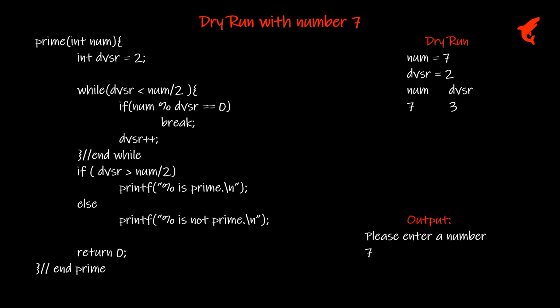The while condition is again checked, which is true. The if condition is checked again, which is not true. The value of dvsr is then increased by 1 and becomes 4. And the loop cycle ends. The while condition is again checked and it is false this time as dvsr is greater than half of 7. The control goes to the if condition after the while loop, which is true. And so 7 is printed as a prime number. The return 0 statement is executed and the control is transferred back to the main function. After executing the getch function and return 0 statement of main, the program execution ends.